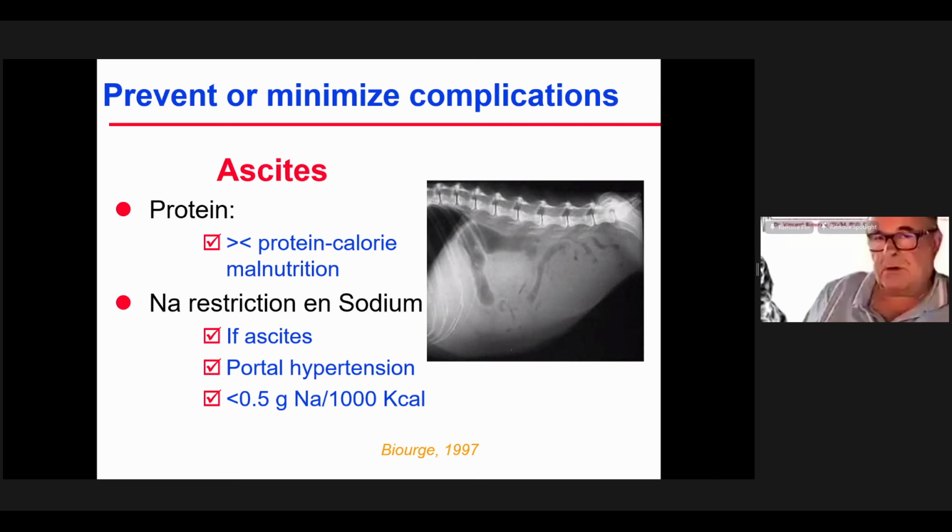Now, in case of ascites, it's not recommended to have a high sodium diet. It's recommended to have a lower sodium diet, especially if it's associated with portal hypertension. And so that's why hepatic diets have a moderate level of sodium in their composition.